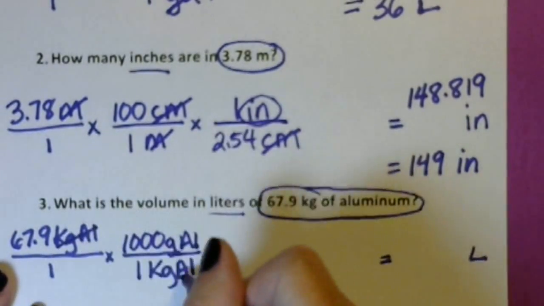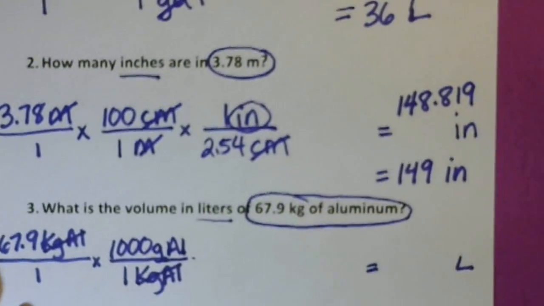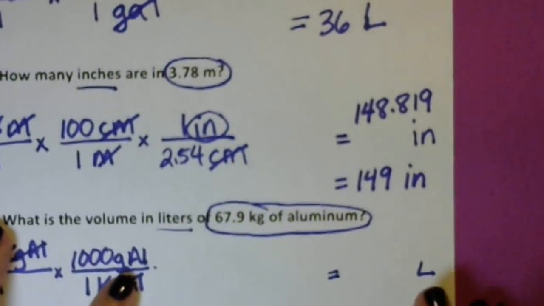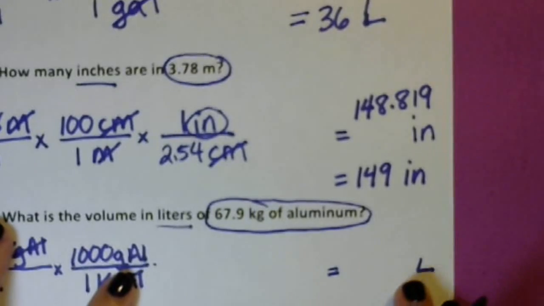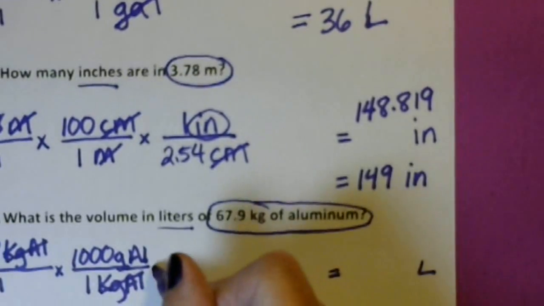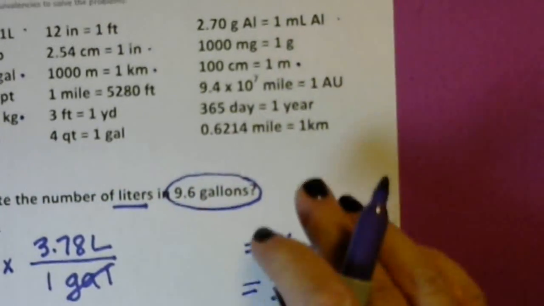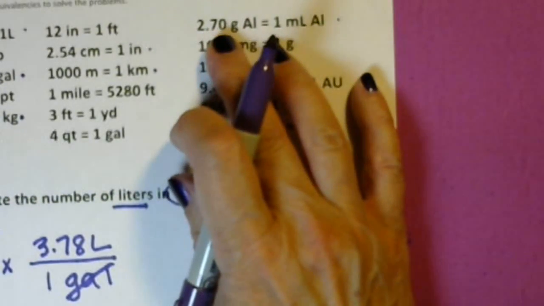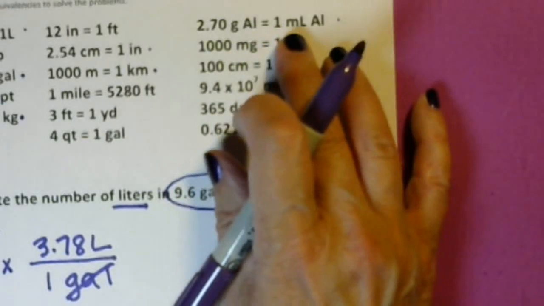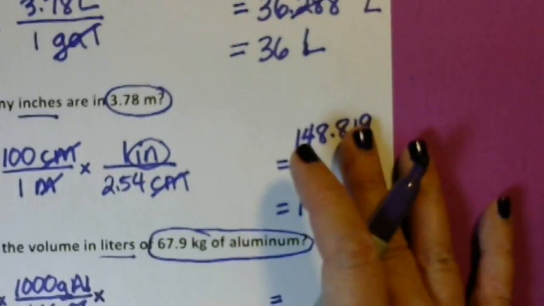And notice I got rid of kilograms of aluminum, and I'm at grams of aluminum now, but that's not where I want my answer to be. I want it to be in liters. So I keep going. So what do I know about grams of aluminum? Well, the density of aluminum. I know there's 2.70 grams of aluminum for every 1 milliliter of aluminum.